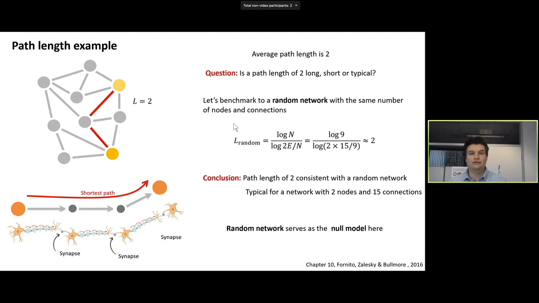The simplest benchmark is to compute path length in a random network with the same number of nodes and edges. So there's a closed form formula to do that. We can plug in the number of nodes, 9, and the number of edges, which is 15. And we find that for a random network, the average path length is also 2. So this suggests that for this particular network, there's nothing unusual. There's nothing that's particularly conducive to efficient routing of paths. The path length is actually exactly the same as what we would expect in a random network.